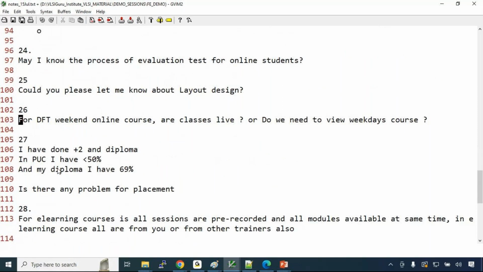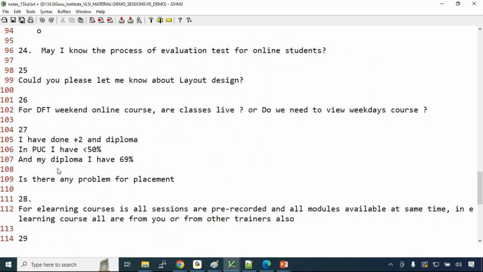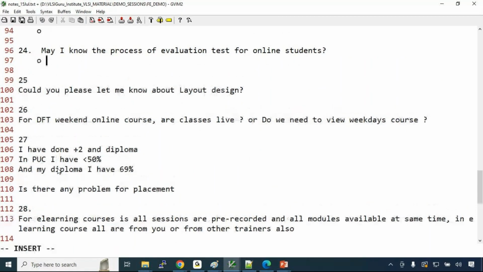May I know the process of the evaluation test for online students? It's a common process for everyone. The evaluation test happens at the end of every subject: Digital design, Verilog language, Verilog projects, SystemVerilog, UVM, Linux projects. At every stage, there will be an evaluation test. It will be done through a Google form. We'll send you the Google form, you have to attempt the answers and submit. Then our trainer will check everything and give you the result. Many times we keep it multiple choice, sometimes coding based also.